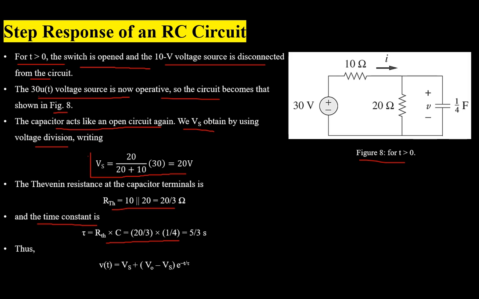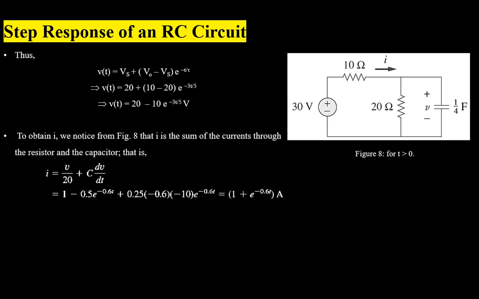Now with the help of complete response relation for a RC circuit, which is V of t is equal to Vs plus V0 minus Vs whole multiplied by exponential power minus t over tau. Now substituting the values in the total response relation, the V of t will be equal to 20 minus 10 into exponential power minus 3t over 5 volts.